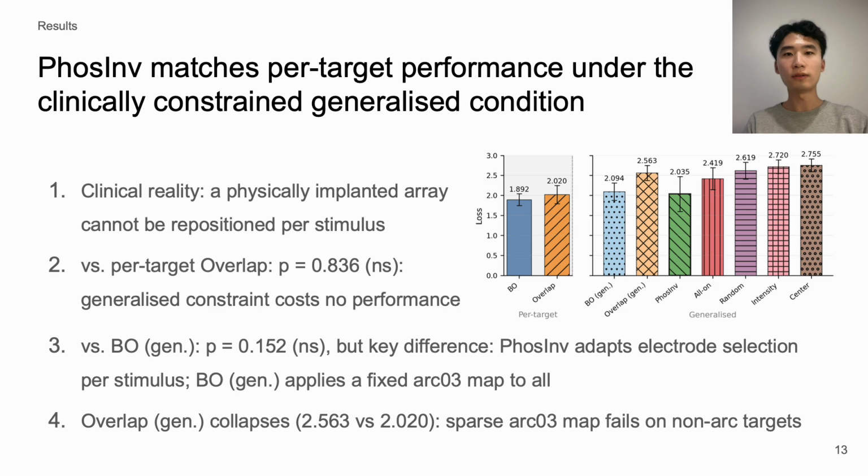There is a key quality difference behind the tie. BO generalized applies one fixed arc-tree map to every target. PhosInv adapts its electrode selection to each stimulus. We'll see in a moment that this difference matters a lot when you break results down by target type. By constraint, overlap generalized collapsed from about 2.02 up to 2.56 because a sparse arc-tree map simply fails on non-arc targets. The takeaway is that PhosInv meets the clinical reality of the non-repositionable array without paying a performance penalty.